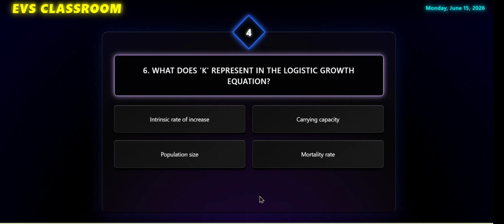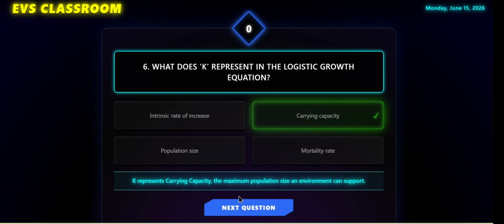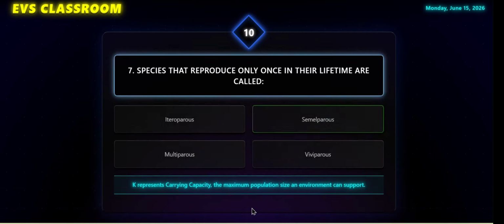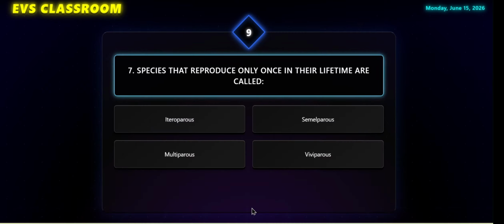What does K represent in the logistic growth equation? It represents carrying capacity, the maximum population size an environment can support.